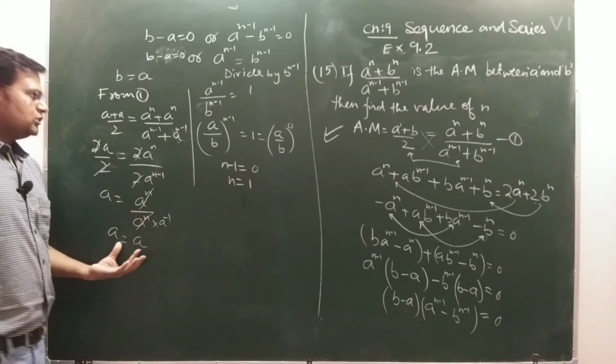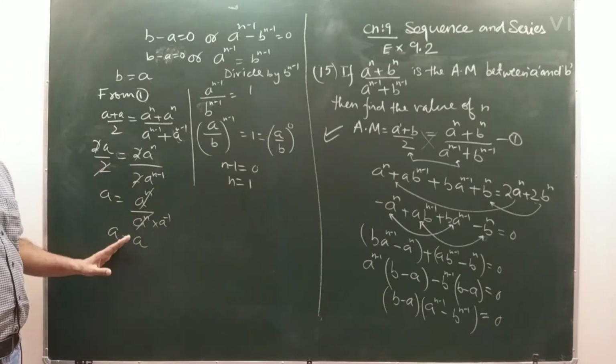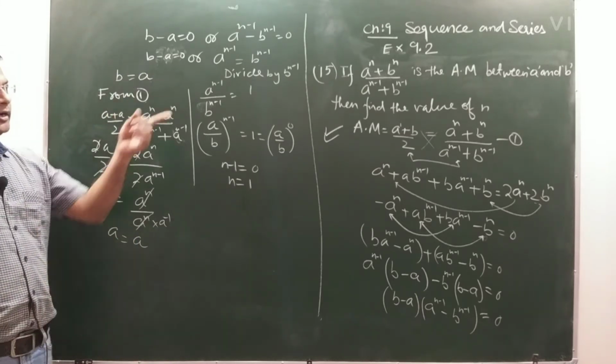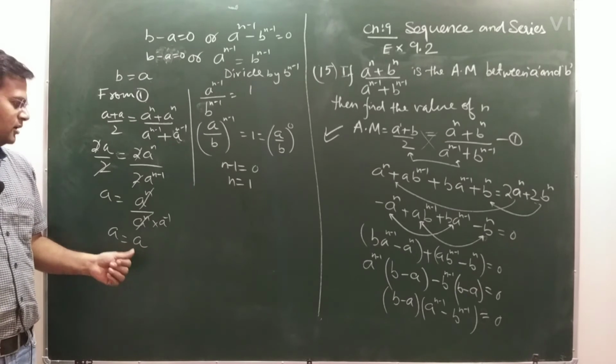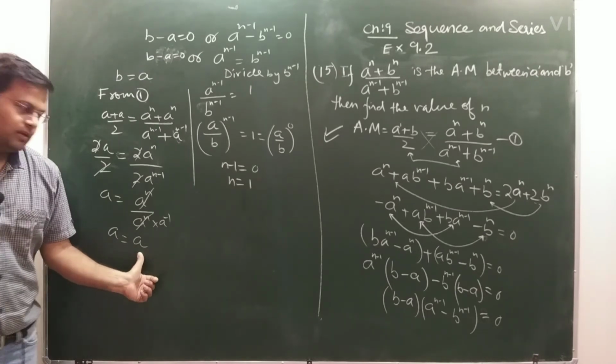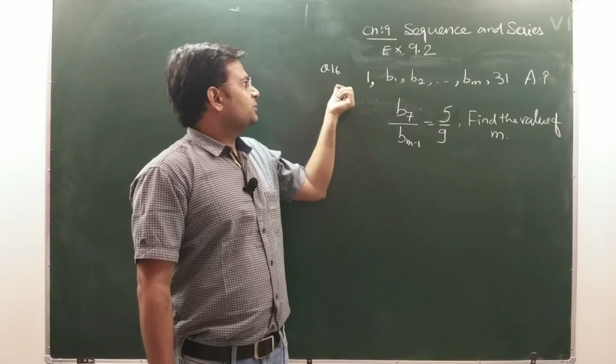So in this situation you are getting both sides equal. So it means b equal to a is possible, but according to the question you have to find the value of n. But in that case you will not be able to find the value of n. Okay. Now see question number 16.